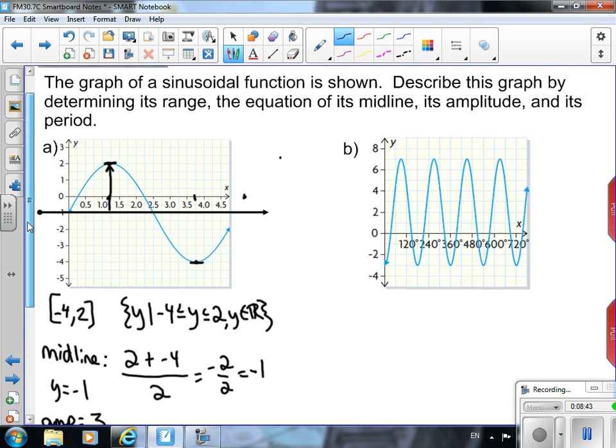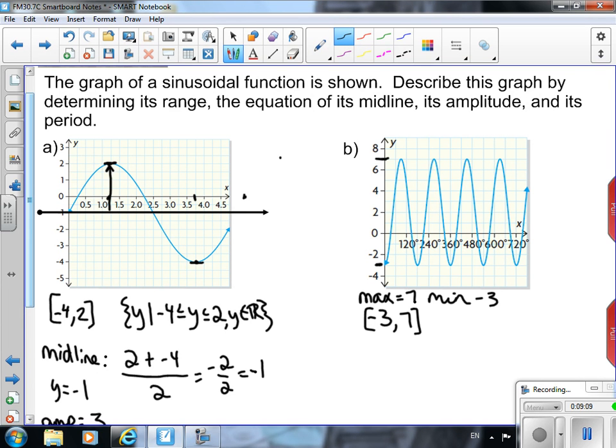Okay, for part B, same characteristics. So the range, again, we want to look at the max and min value. So our max is at 7, and the min is at negative 3. So we'll just do it in interval notation. The values are between negative 3 inclusive to 7 inclusive.